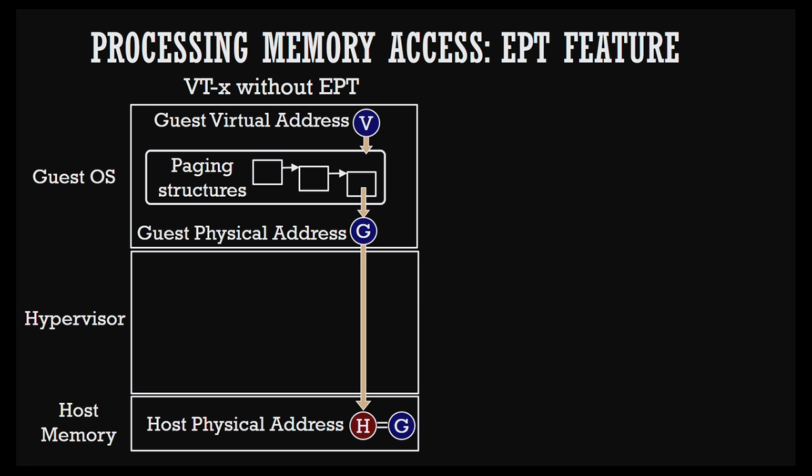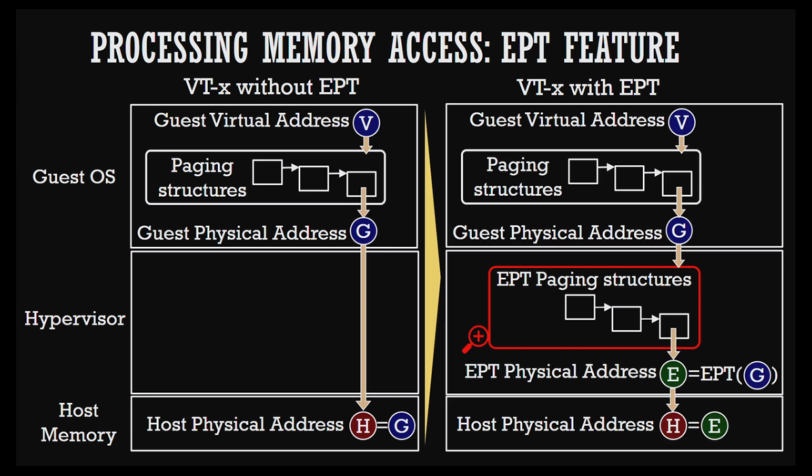Without EPT, guest physical addresses are used to access host physical memory. Here, address H is equal to address G. Using EPT, we get an additional, or second, level of address translation. When EPT is enabled, guest physical addresses are translated to host physical addresses by traversing a set of EPT paging structures. We can see that now address H is equal to the address E, not to G.